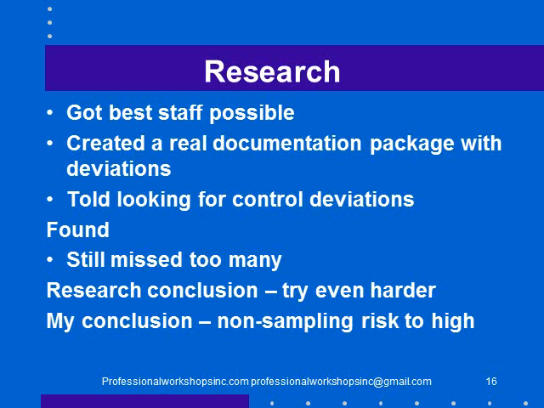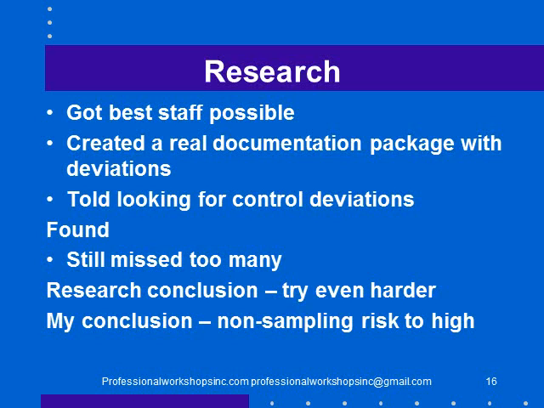Now the research, this was done at a university, and they canvassed a bunch of the big CA firms in their town, said please send us your very best staff, and they created a real documentation package with deviations in it. Then they sat the staff down and said, we're trying to see how well you will find the deviations that are in this sample, and please go look for them. And the research result was that still way too many were missed. It was in the range of 2 out of 20, which is too many.